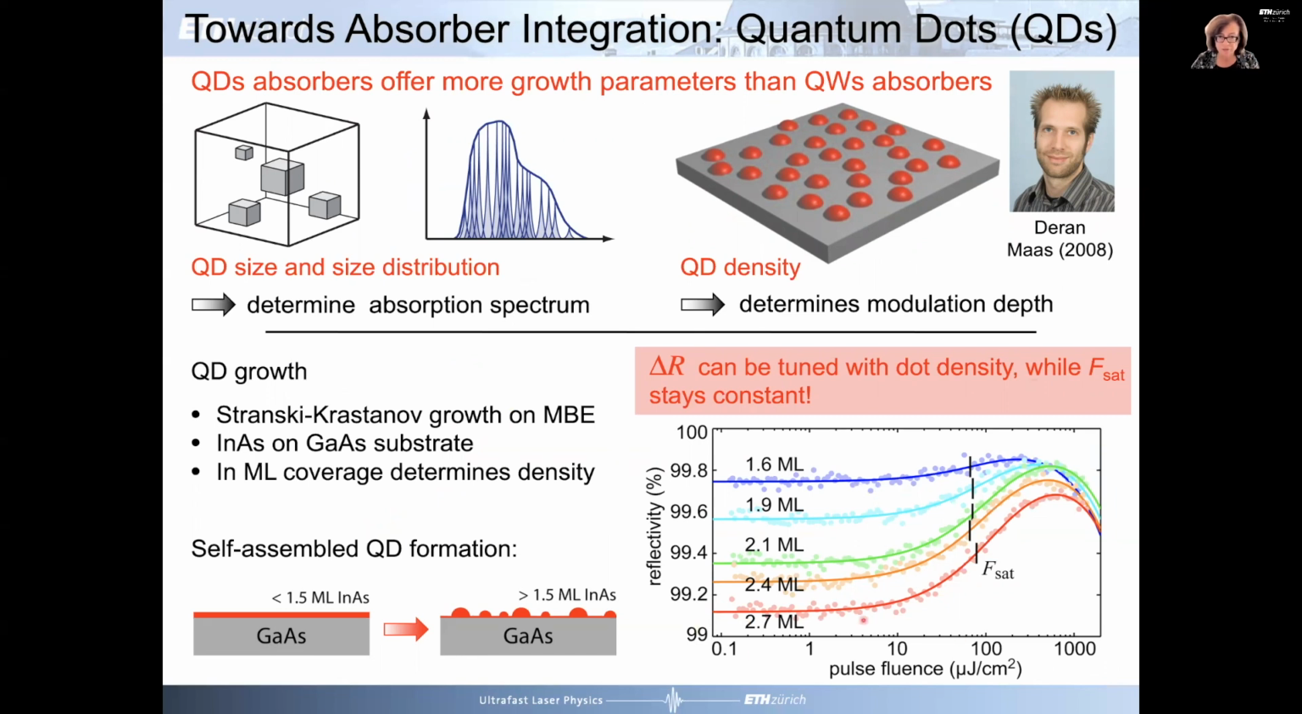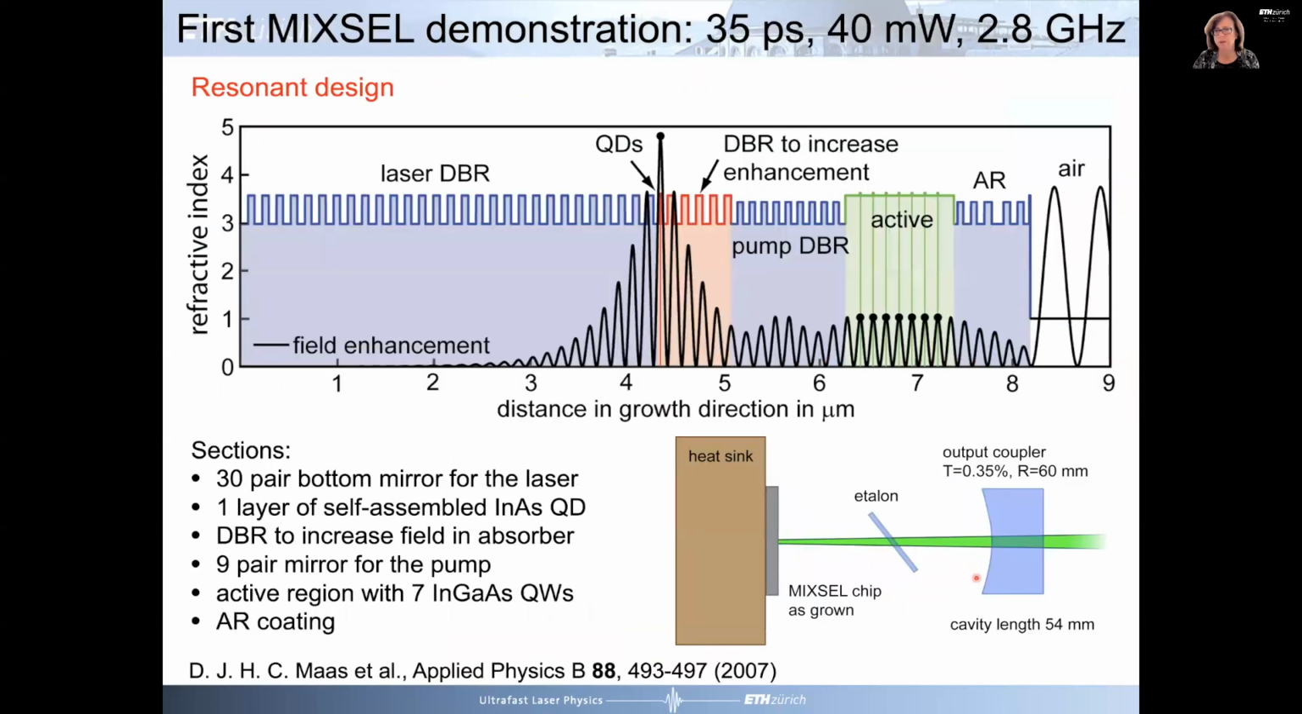So by growing different monolayer thicknesses of the indium arsenide self-assembled quantum dots, we got more or less the same saturation fluence, and we could tune the modulation depth in the saturable absorber. The disappointment that we had is that the saturation fluence was actually rather high. So at that time, we wanted to really demonstrate the first mixel to keep our funding agent happy and continue to get funding. So we pushed the first mixel demonstration into resonance.